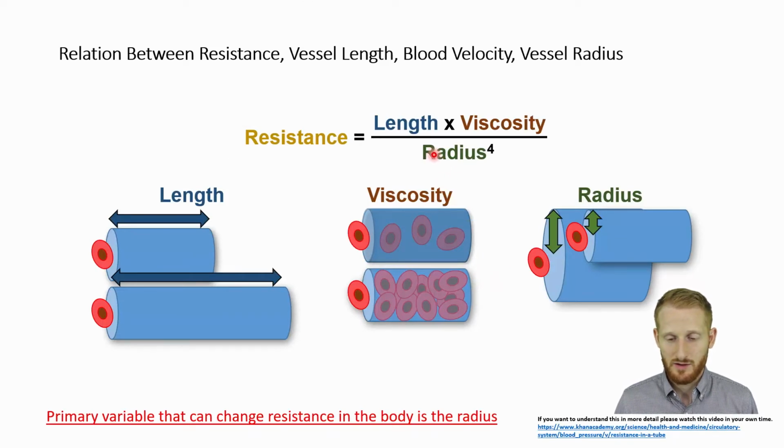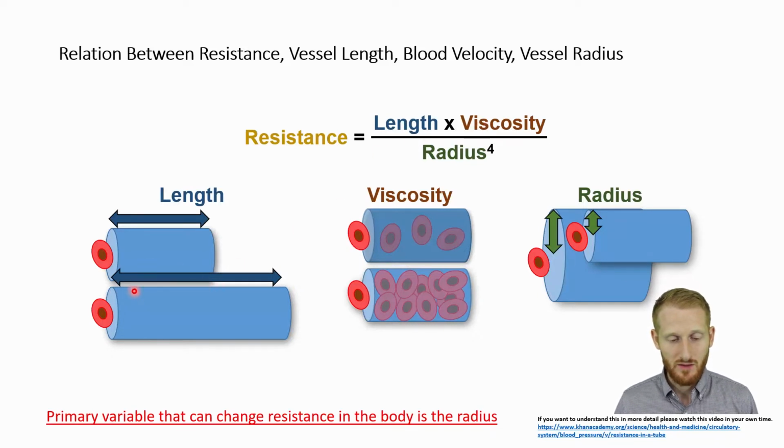So here, radius is basically the same as diameter, it's just radius is half of a diameter. So here's the diameter or radius in the equation to calculate resistance, but there are two other things that affect resistance. There's the length of the vessel, and there's the viscosity of the fluid going through that vessel, and the fluid here being blood.